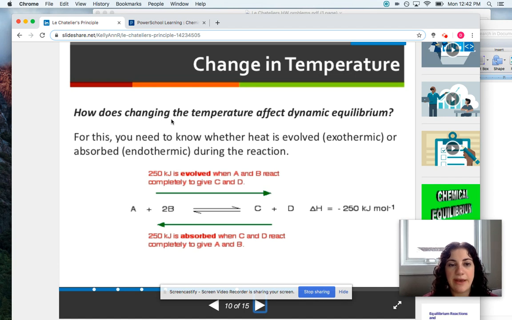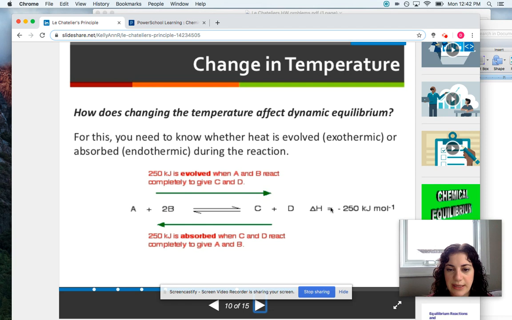How does changing the temperature affect dynamic equilibrium? Well, it depends on if it's an exothermic or endothermic reaction. So for this, you need to know whether it's exothermic or endothermic. In this reaction, it looks like it's exothermic. So 250 kilojoules is evolved when A and B react completely to give C and D.